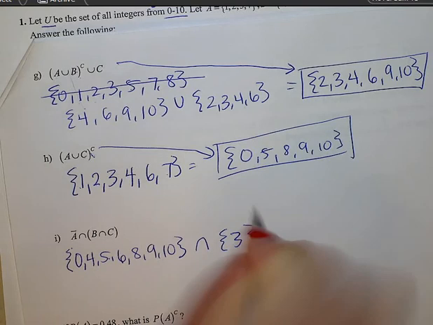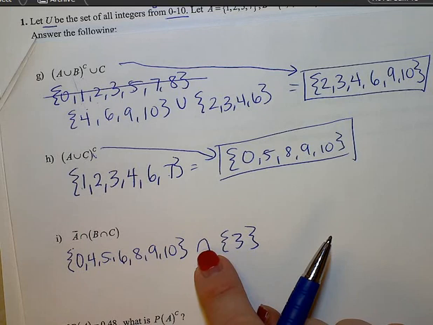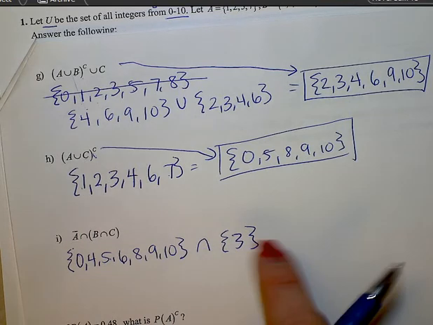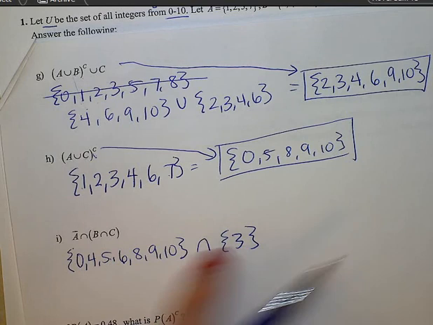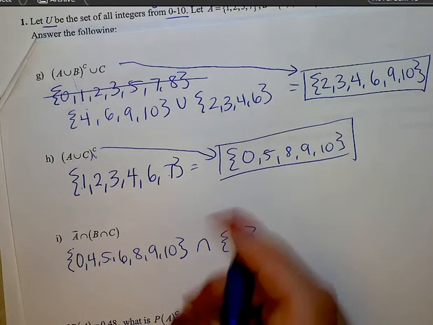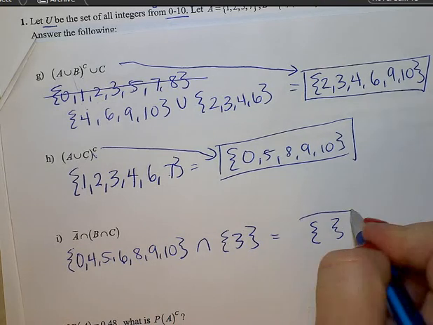So for this problem, I'm going to take this set and intersect it. I should have used intersect and not union the last time, sorry. This set intersect this set. What overlaps? What do they have in common? Nothing overlaps. The empty set.